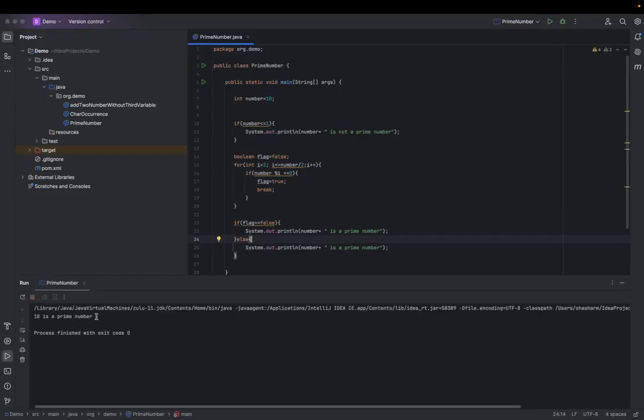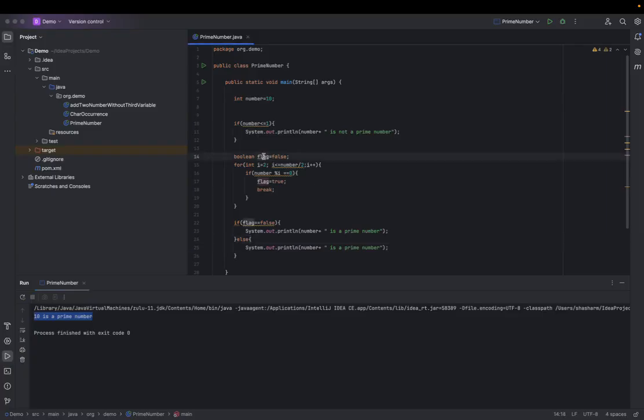10 is a prime number, it is saying. What mistake have we made over here? Do you know what mistake we have made? Let's try to understand what mistake we have made over here.